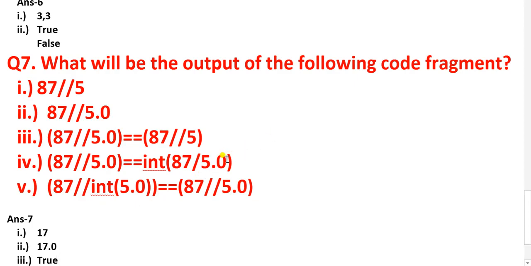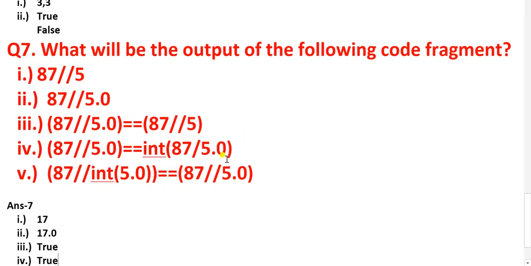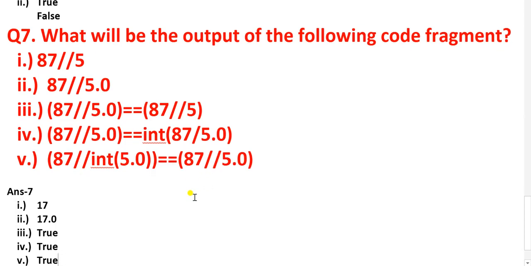Now for the fourth part, integer 87 and 5.0, it will convert the term into an integer, so it will also give you the answer true, because the float is equal to the integer. Now again this integer part, 87 divided by 5 is equal to 87 divided by 5.0, so it will also give you the answer true.